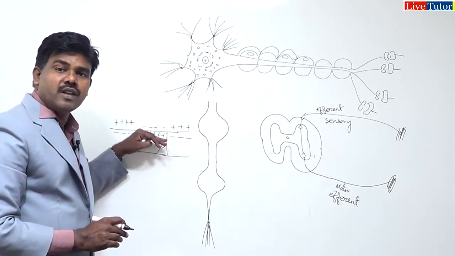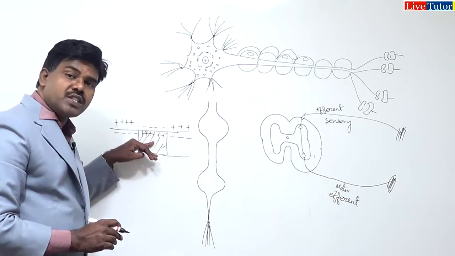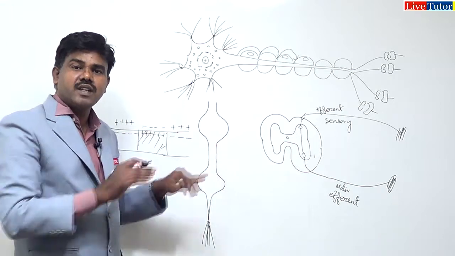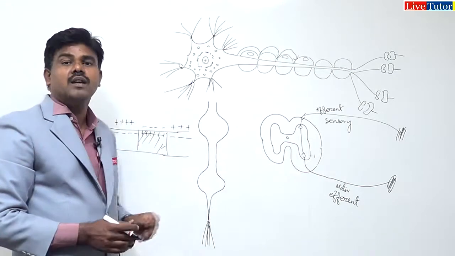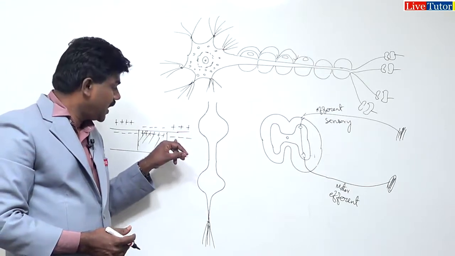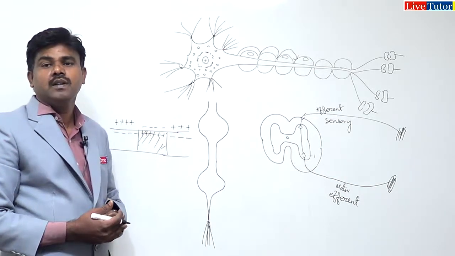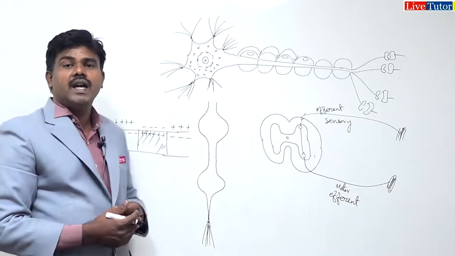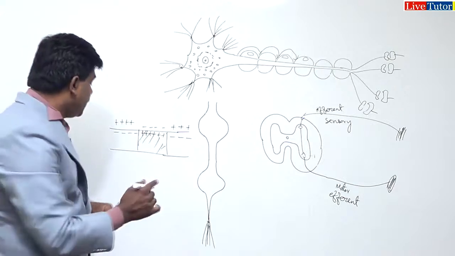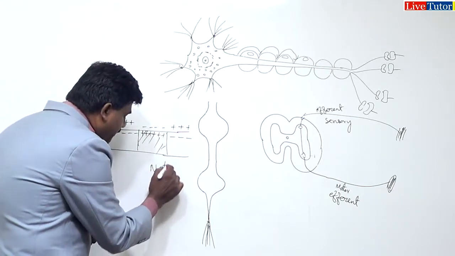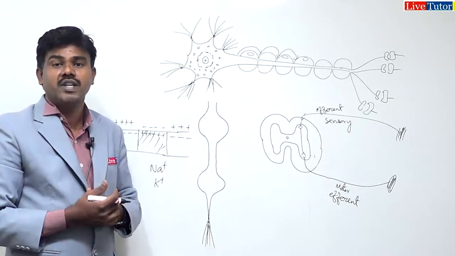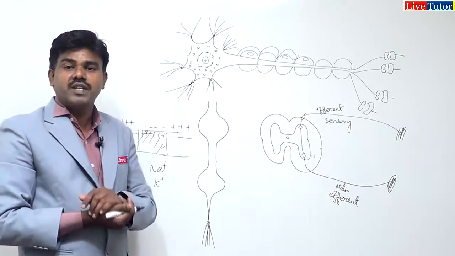Because of depolarization, it is more positive inside and more negative outside. Again, because of repolarization, it goes back to the normal stage, the resting potential. This is called repolarization, and again it becomes electronegative. This is called the action potential created inside the neurons. That is because of the sodium and potassium pump, the exchange of sodium and potassium.